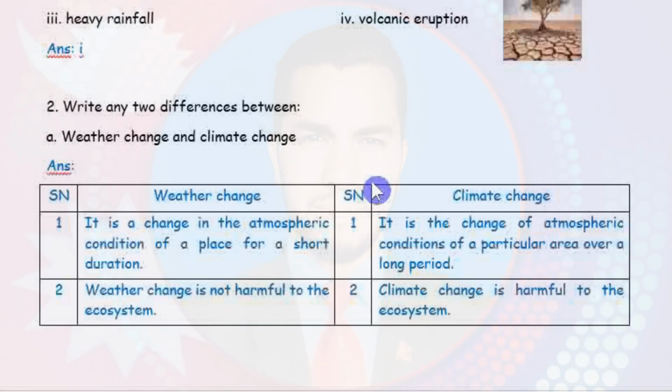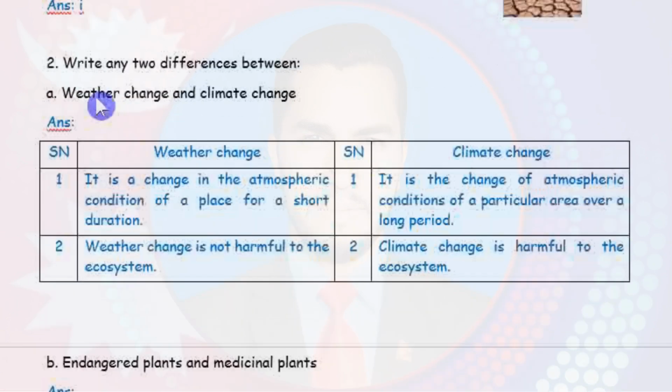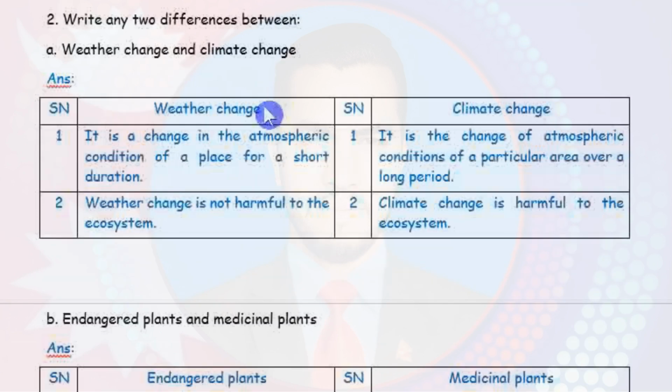Okay, now let's go to number 2. Write any 2 differences between A, weather change and climate change. So let's go to the table. Look here, weather change. First point, it is a change in the atmospheric condition of a place for a short duration. The weather of a place today and tomorrow becomes different. The weather of a place during day and night can be different.